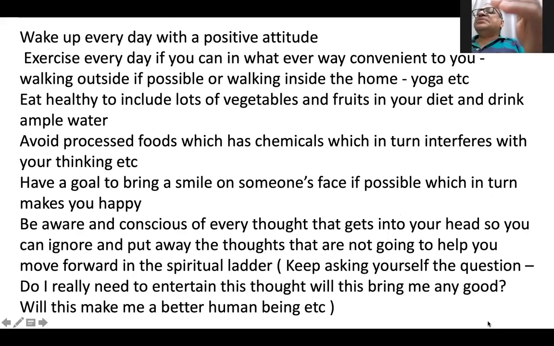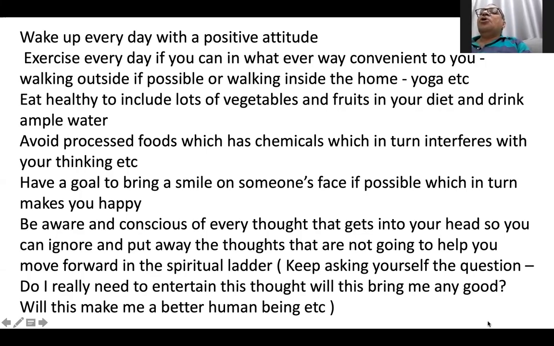Here you can see simple things for our third eye activation, which I wanted everyone to go through. You can just see all these simple things mentioned here, which I am really sure many of us are practicing daily, but not in a conscious way. If you just go through this and try to adapt and assimilate this on an everyday basis, I think third eye activation can be started off immediately. You can check this. Wake up every day with a positive attitude. Exercise every day if you can, in whatever way is convenient to you, walking or small yogas or gym or whatever it is in the modern days.